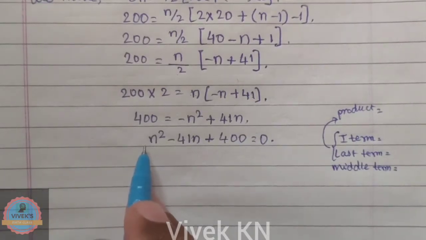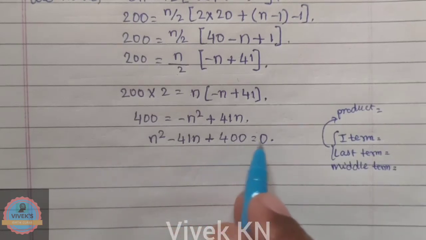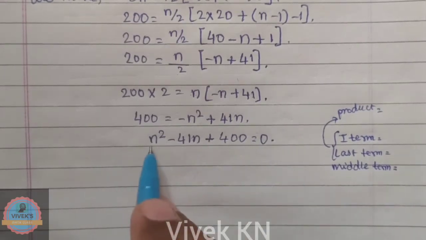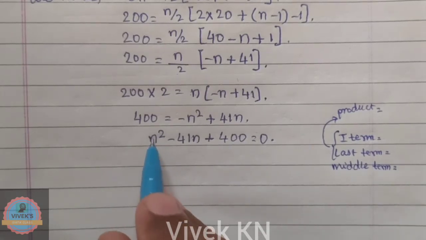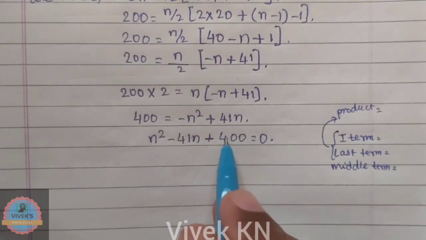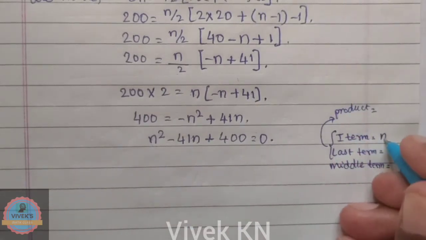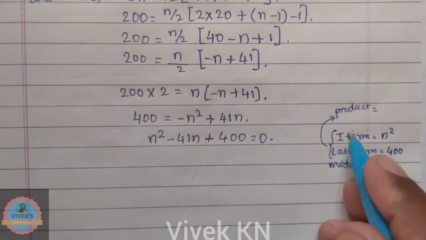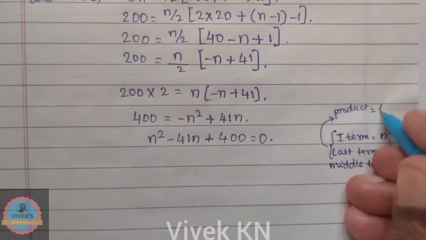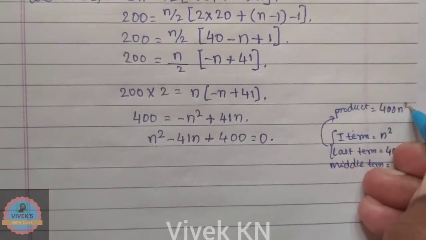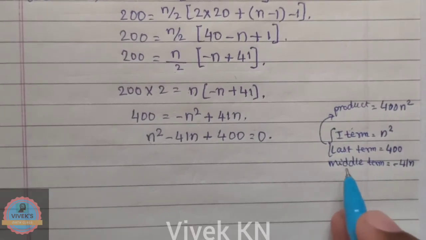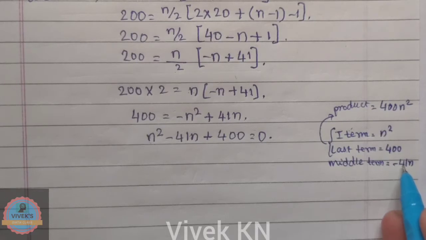This is of the form of quadratic equation ax square plus bx plus c equals 0. Now let us find the solution for this quadratic equation by factorization method. Here there are three terms. This is the first term, this is the middle term, and this is the last term. The first term is n square. Last term is 400. The product of the first term and the last term is 400 into n square, that is 400 n square, and the middle term is minus 41n. Here we have to divide this middle term in such a way that their product must be equal to 400 n square and their sum must be equal to minus 41n.